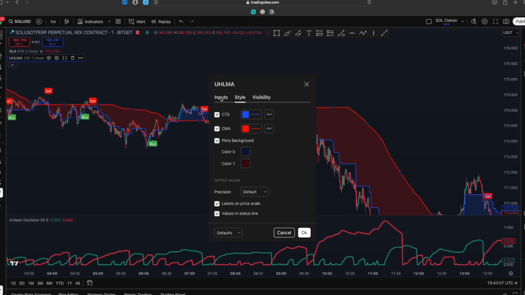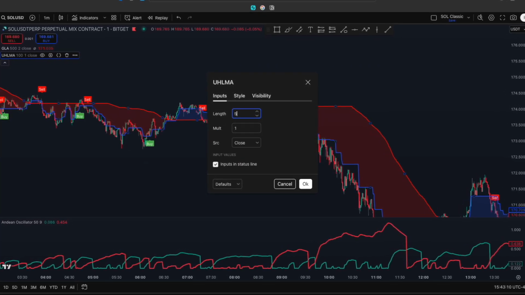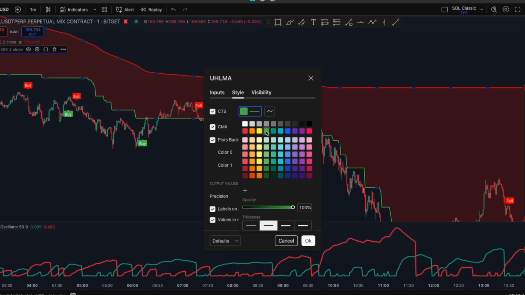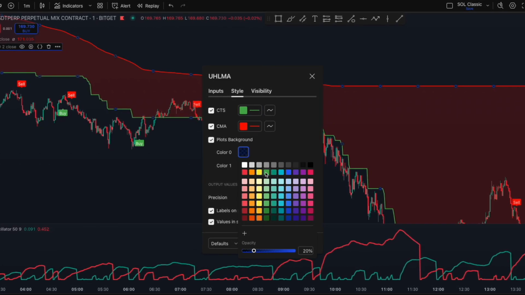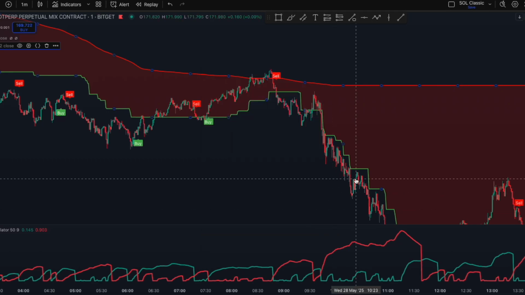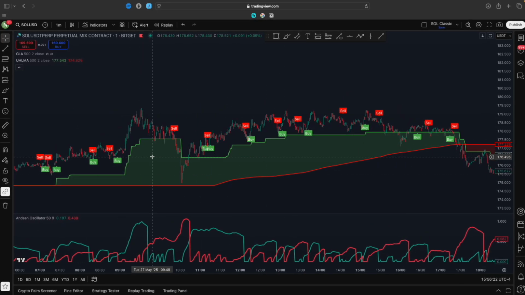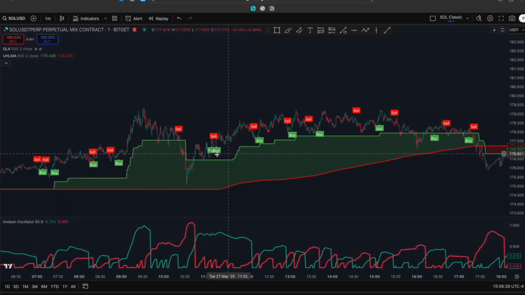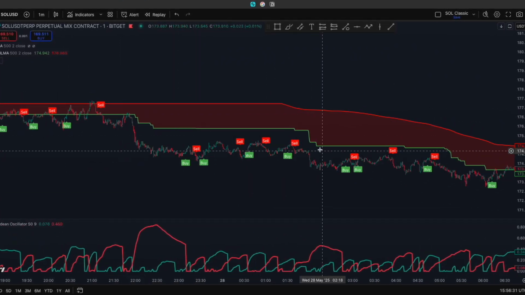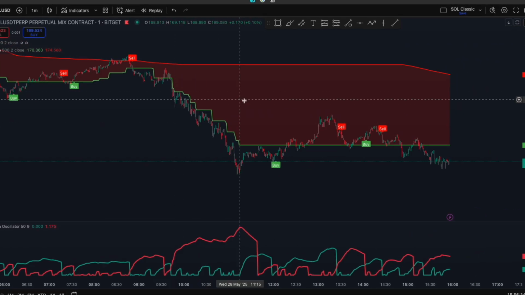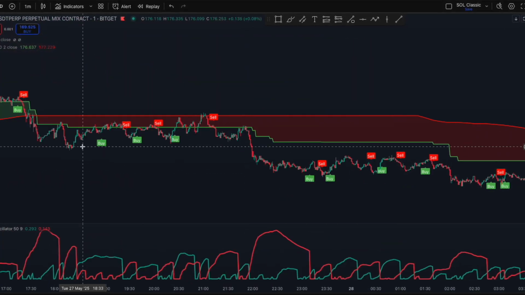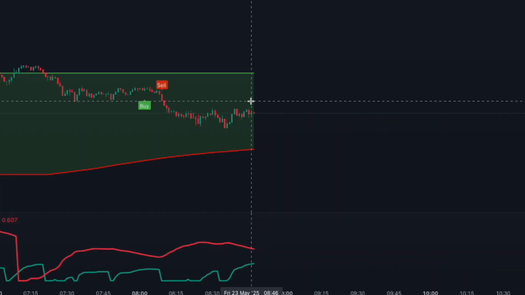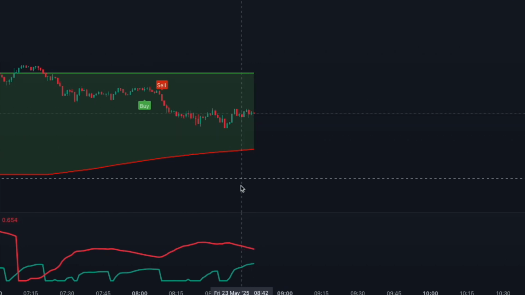Again, double-click to open the settings. In the Inputs section, set the length to 500 and multiplier to 2. In the Style section, you can keep the default colors or change them, like I did, to green and red for clarity. The UHL consists of 2 moving averages. When the green line is above the red one, a green cloud appears, indicating an uptrend. When the red line is on top, we see a red cloud, suggesting a downtrend. If the 2 lines are very close and the cloud becomes thin, it usually means the market is in a ranging phase.